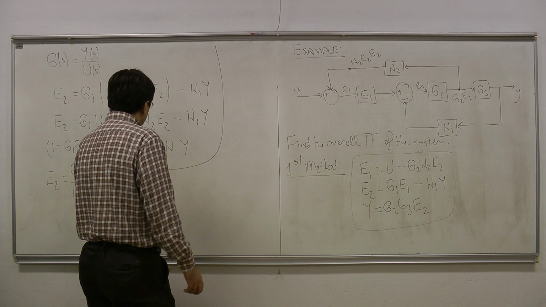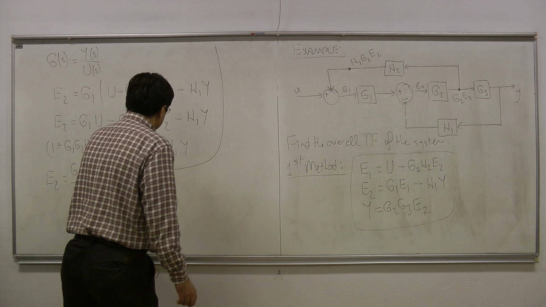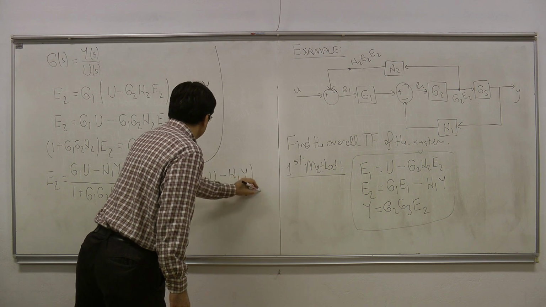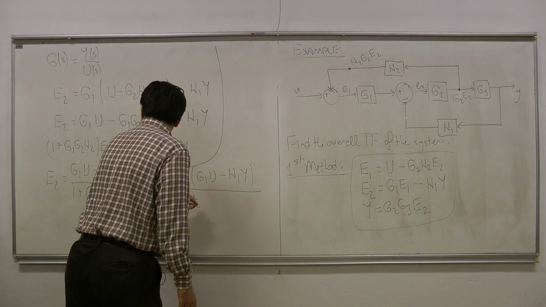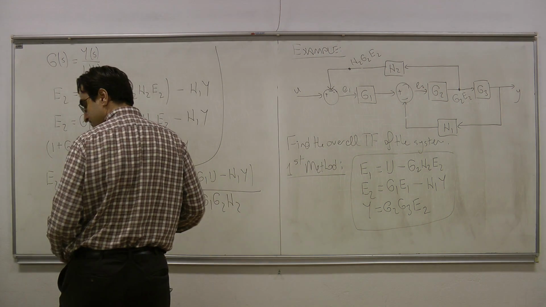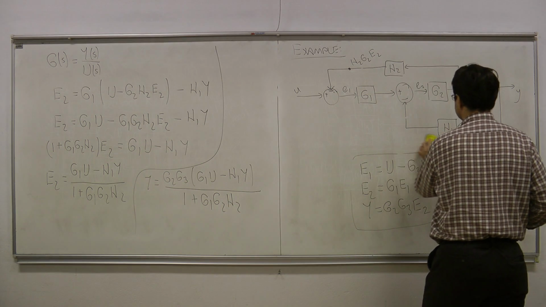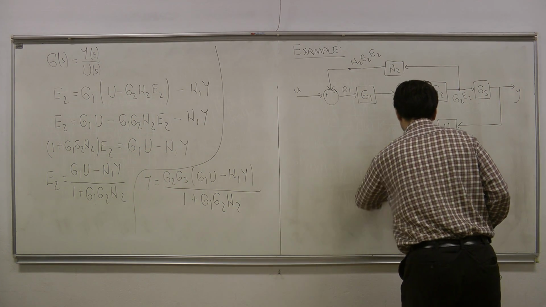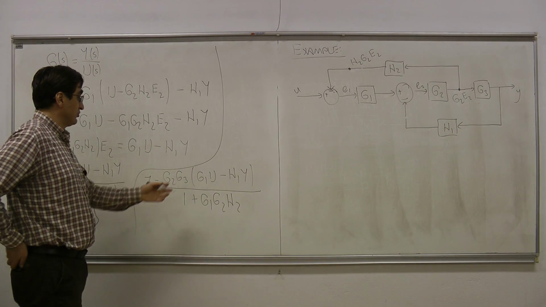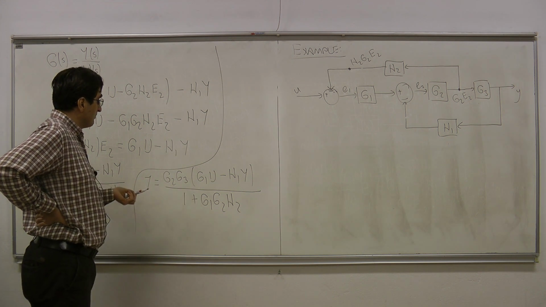Let us do that. So Y is equal to G2 times G3 times (G1U minus H1Y) divided by (1 plus G1 G2 H2). Okay? I need to erase this. So now I have to do some algebra in order to be able to obtain Y only in terms of U and some parameters. Okay?